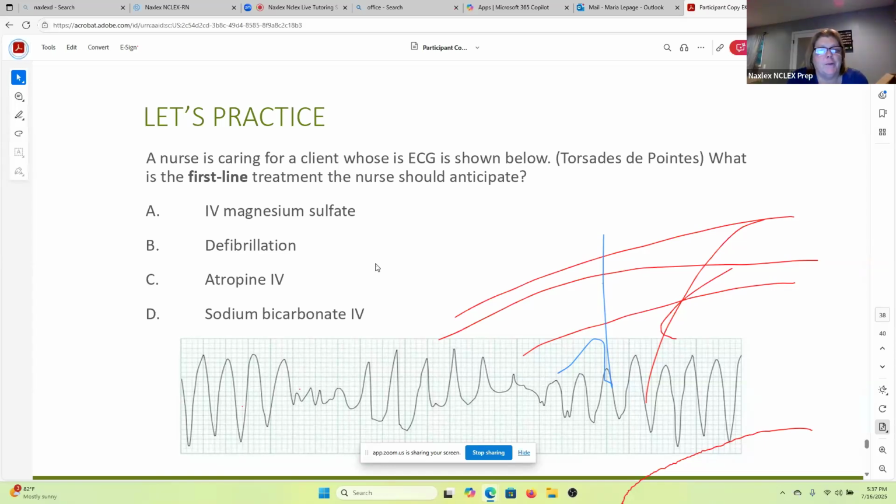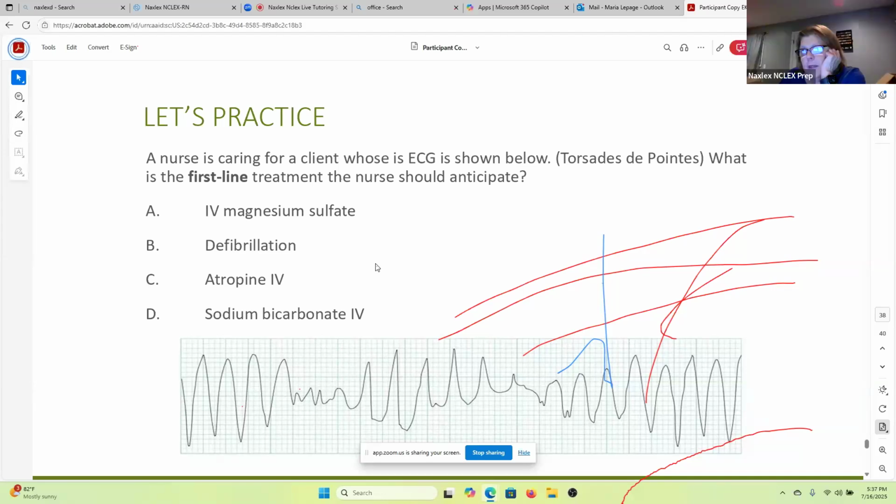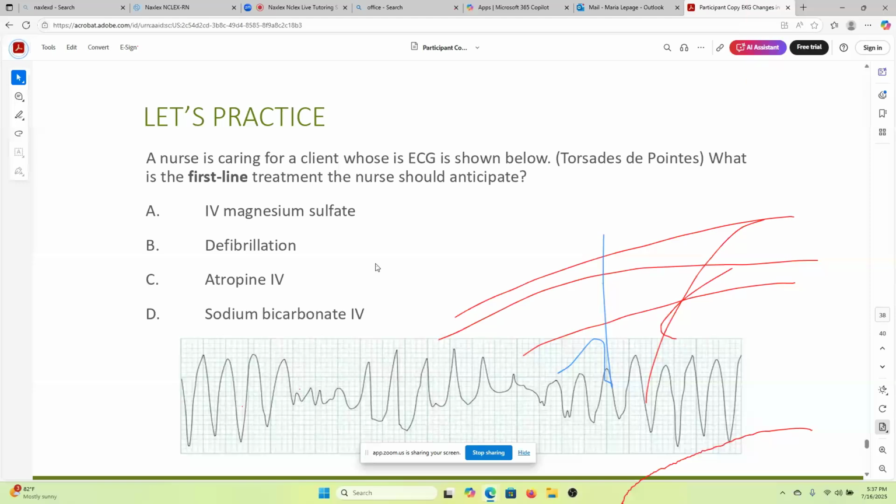So why would we not defibrillate this? We only defibrillate VFib. Well, yeah, we do only defibrillate VFib, but if they did not have a pulse with this, we would defibrillate. Atropine, we're not going to give them atropine because what does atropine do? It increases the heart rate, right? And sodium bicarb, in this case, it's not going to do anything, right? Right.